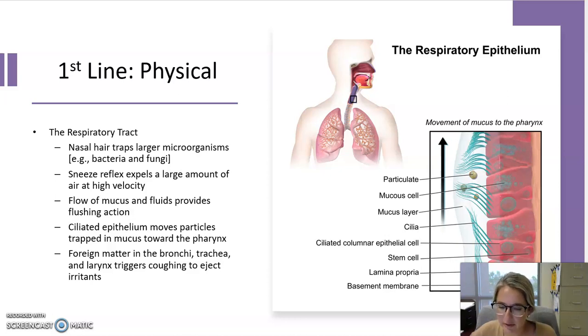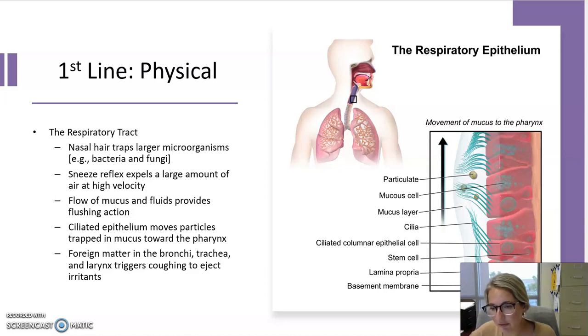Viruses, unfortunately, are very small, and they're able to very easily get through the maze of nasal hairs and establish themselves deeper in the respiratory system. But the nasal hairs can protect us from larger pathogens getting deeper into our respiratory system.